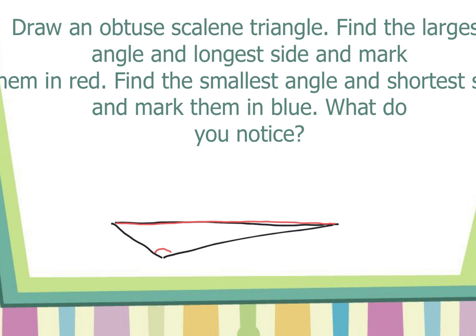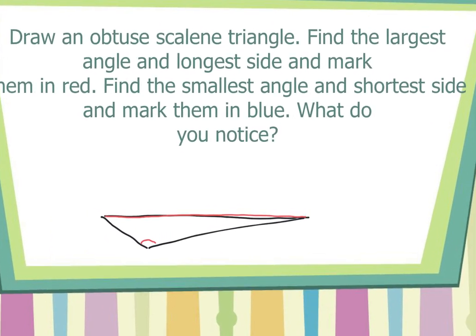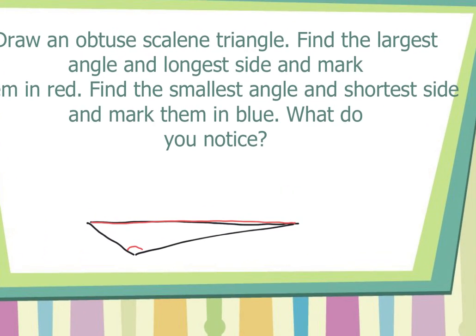Okay, now in blue, what you want to do is find the smallest angle. Now, mine are pretty similar, but I would say this one's smaller. So just eyeball it. Whichever one looks to be smaller, mark it in blue, and then draw a line over in blue the smallest side. And you'll notice something very peculiar. The longest side will always be opposite the largest angle. And the shortest side will always be opposite the smallest angle.